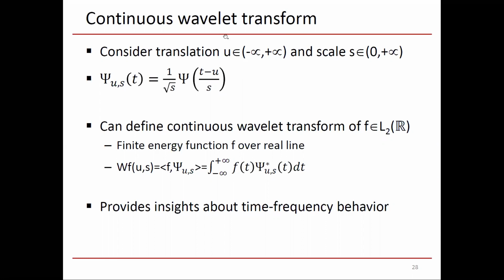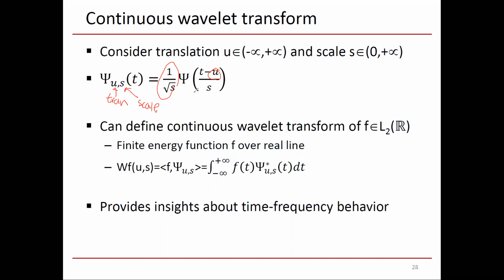So we define psi as a function of u, the translation, and s, the scale. Again, psi is not just a function of these two parameters, but also a function of t. It's 1 over square root of s, psi of t minus u divided by s. So let's think about this step by step. First of all, by subtracting u, this wavelet is going to be centered around u. So that explains the translation. The scale means that dividing by s changes the density of the wavelet, how quickly it moves, and the normalization by 1 over square root of s ensures that we still have unit norm.